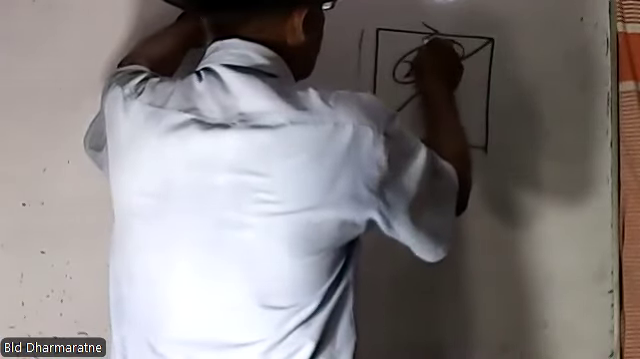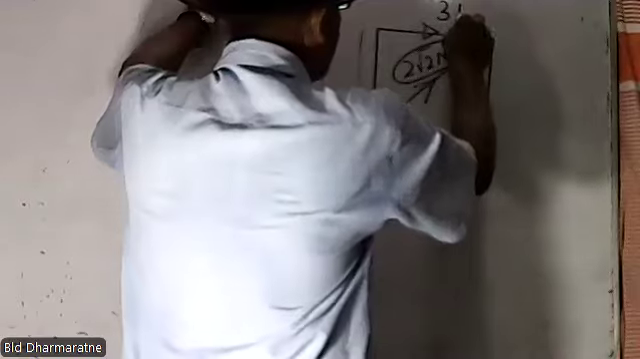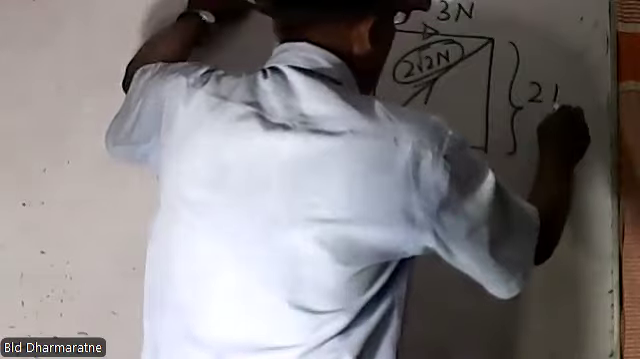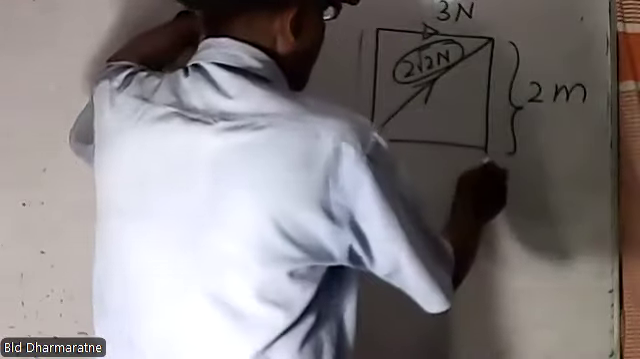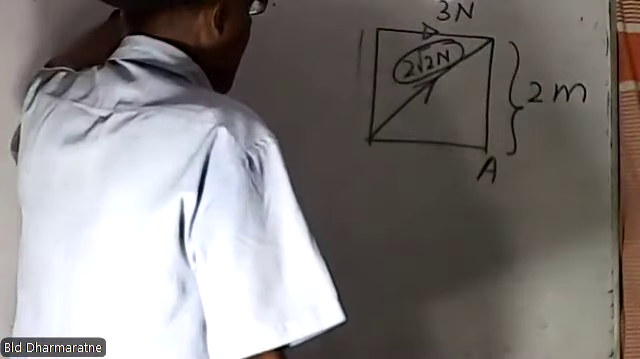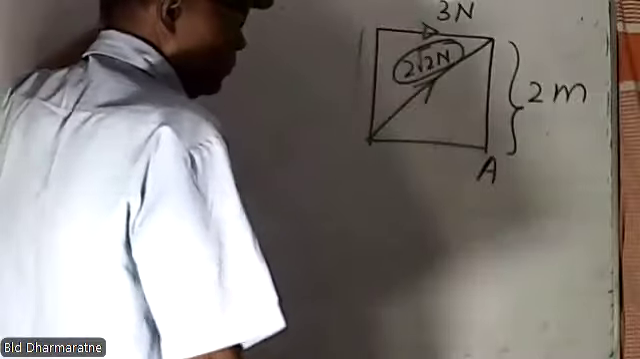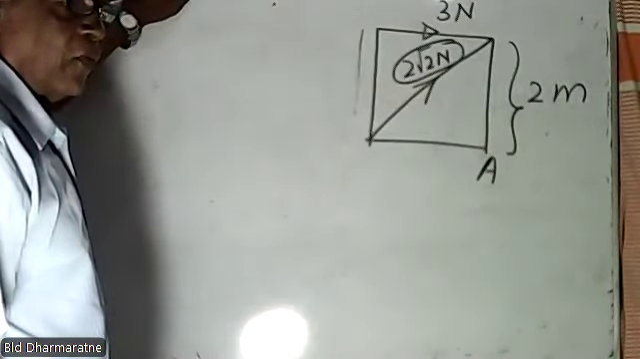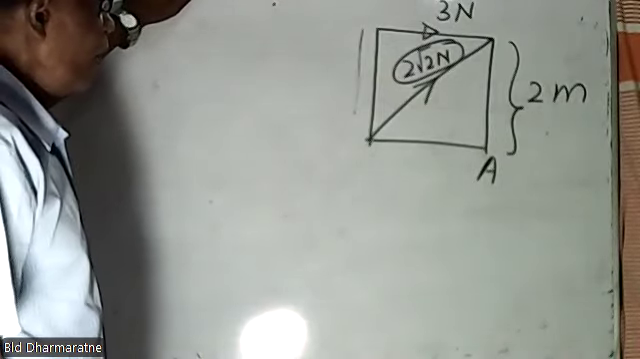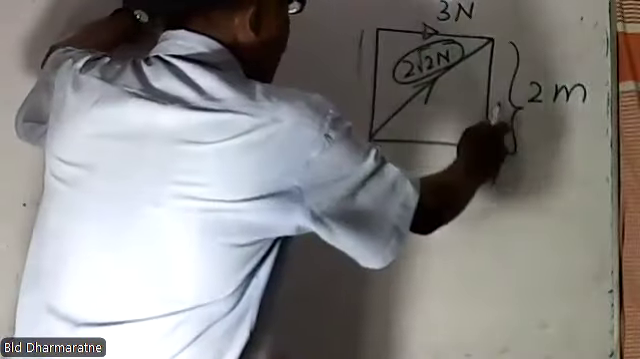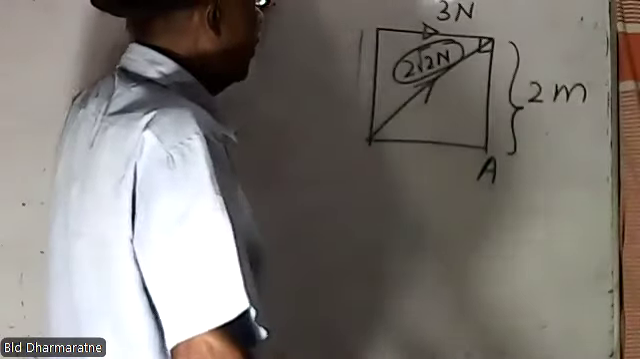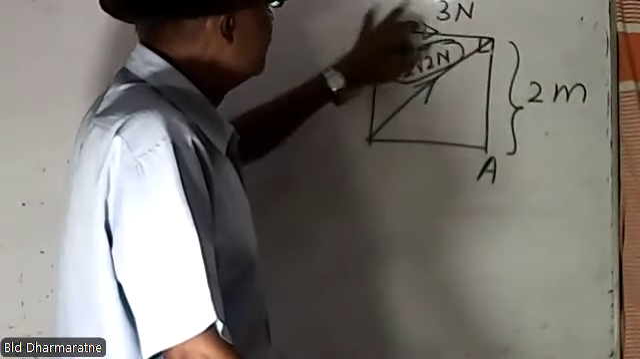Here we have 3 Newton. This length is how much? 2 meters. This question, this is point A. What is the moment about A? This system also has two forces. How to get the perpendicular distance P1? From here to here it is perpendicular, no problem. Easily you can calculate, right? 2 meters, this is P1.